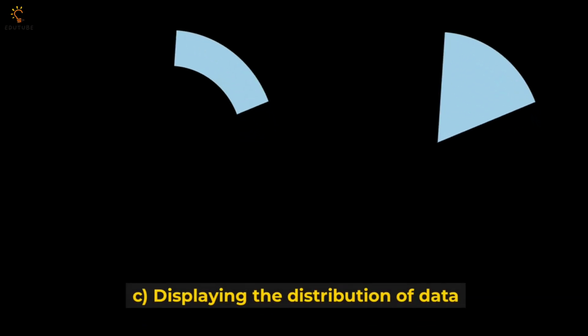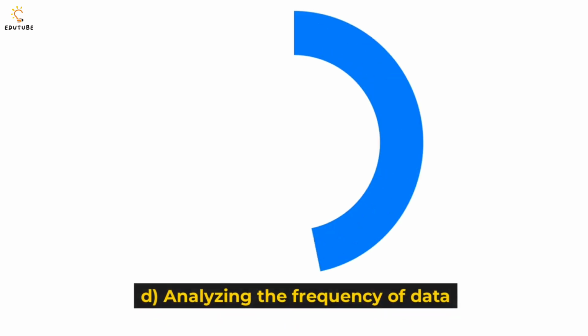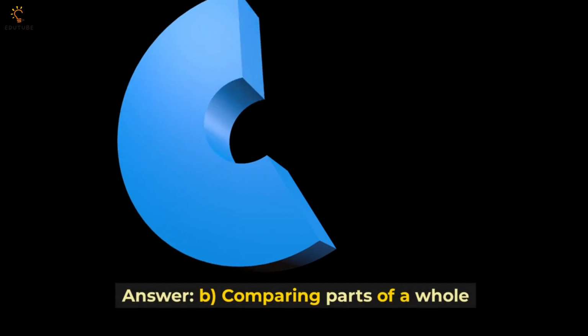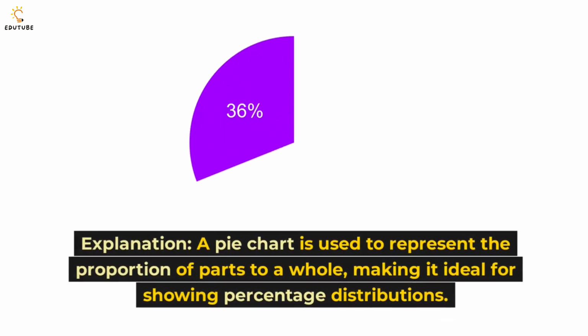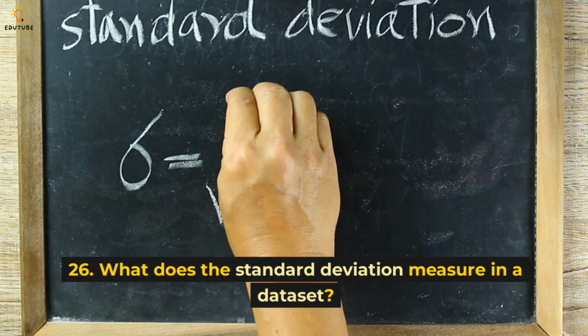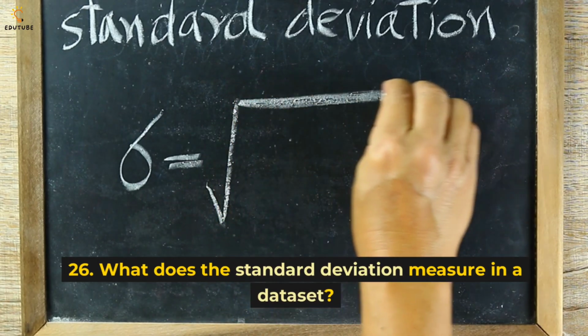C. Displaying the distribution of data. D. Analyzing the frequency of data. Answer B. Comparing parts of a whole. Explanation. A pie chart is used to represent the proportion of parts to a whole, making it ideal for showing percentage distributions. 26. What does the standard deviation measure in a dataset?